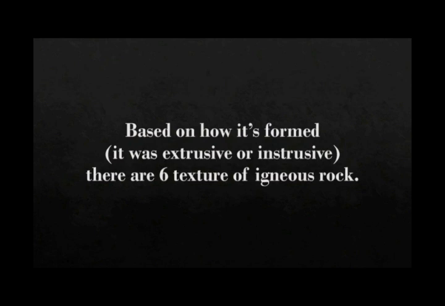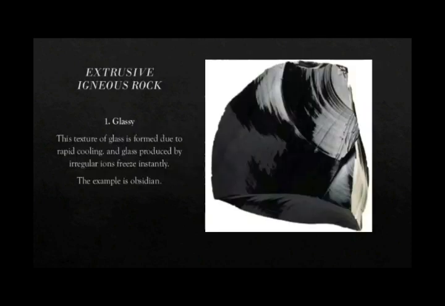Based on how it's formed, it is extrusive or intrusive. There are 6 textures of igneous rock. Let's discuss the texture of extrusive igneous rock. The first texture is glassy. This texture is formed due to rapid cooling, and glass is produced when irregular ions freeze instantly. An example is obsidian.